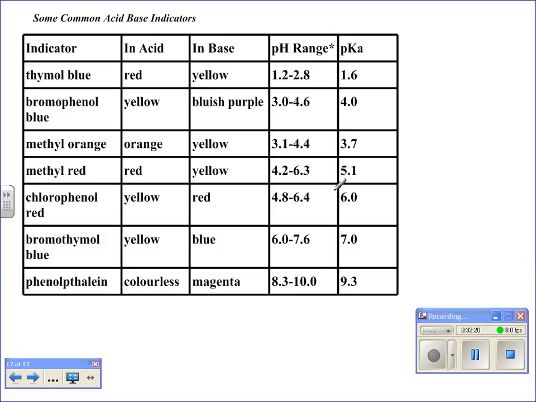But a classic AP question is to identify which indicator is appropriate for a particular acid-base titration by using a set of pKa values. So if you have something where the equivalence point is around 4, bromophenol blue might be an appropriate indicator for that titration.